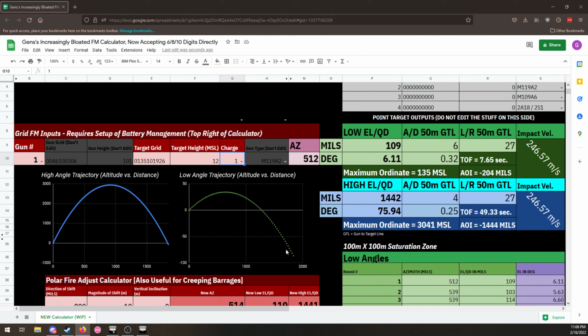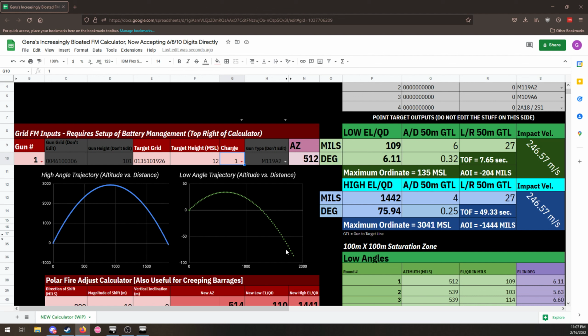So you can see that whenever there's terrain in the way, say, a hill or a large tree line with like big pines or something, you may want to be a little discretionary on which charge and which firing solution, whether that's high angle or low angle, that you use.